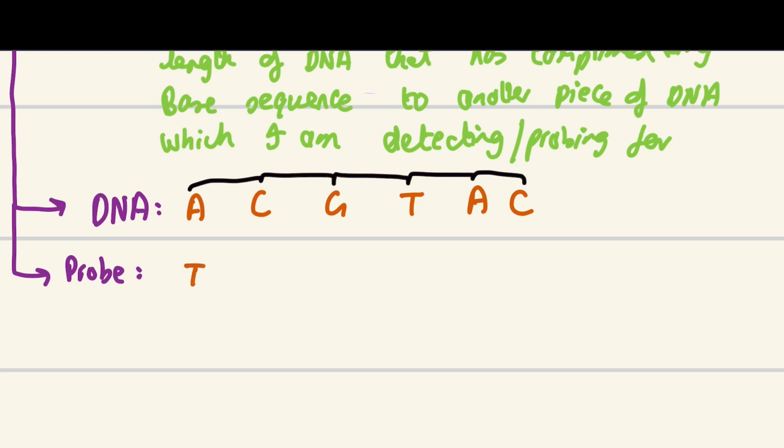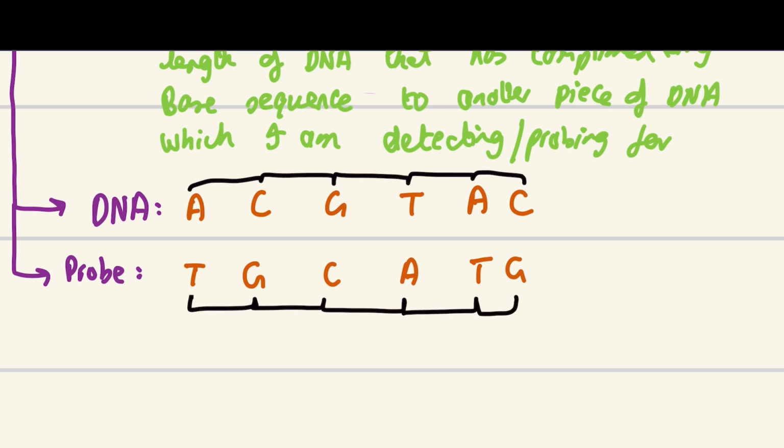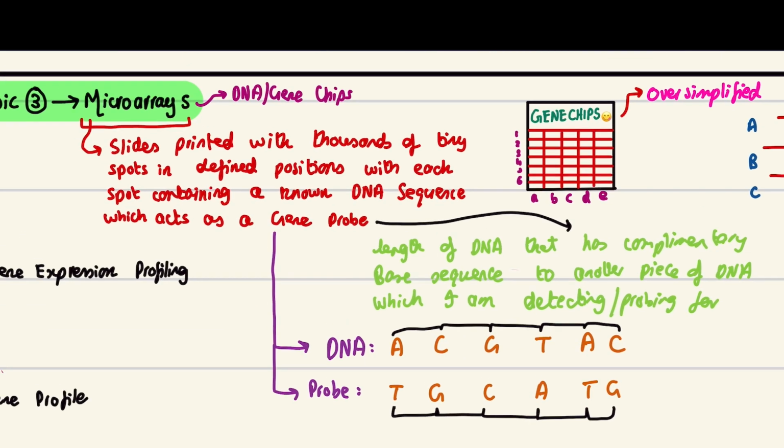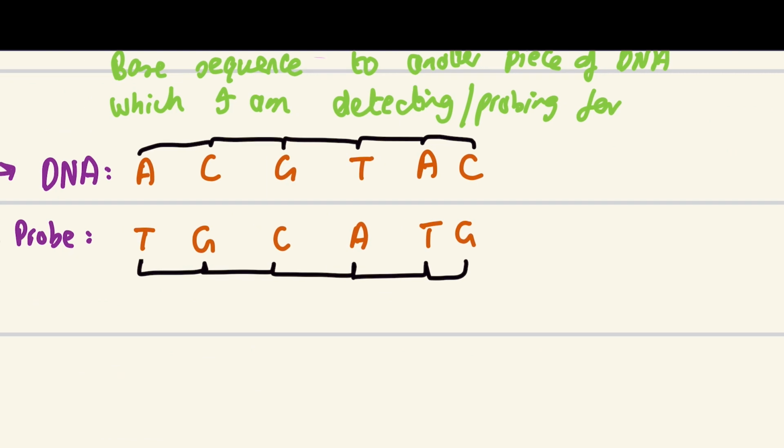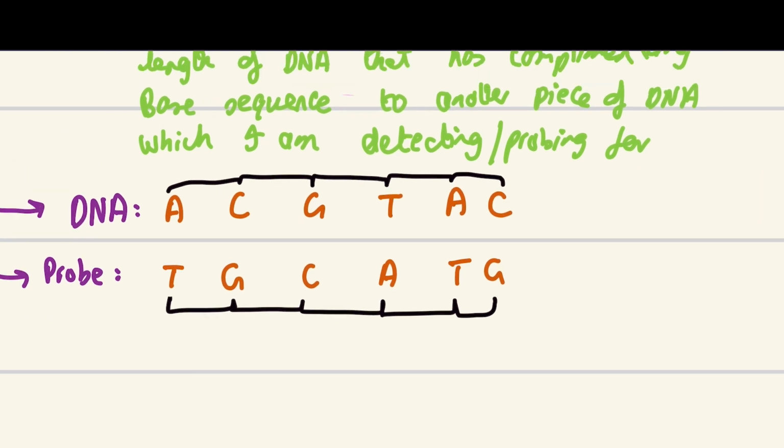Okay, it's going to be TGCATG. Okay, same sugar phosphate backbone, and that is what I have. This is the probe. And guys, what will happen? So over here in these spots, I have these gene probes present. Okay, so the piece of DNA that I'm trying to find will essentially come.